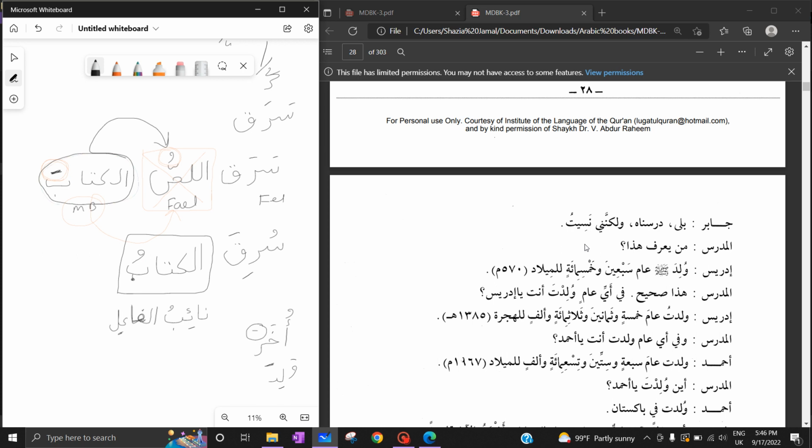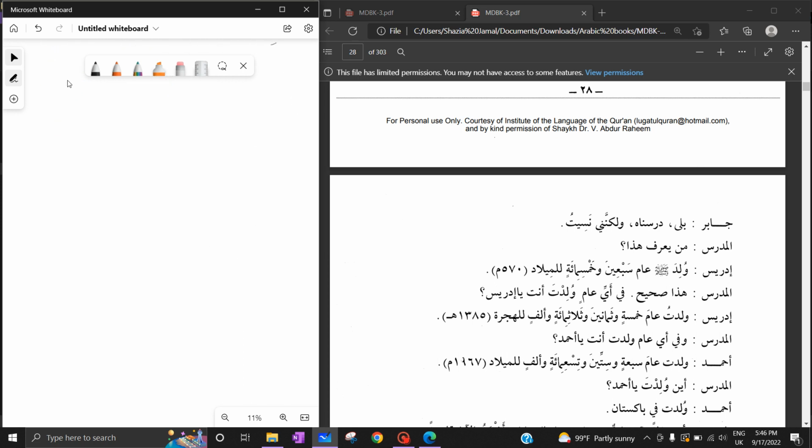I will repeat the rules for noon al-wiqaya here. What happens? Noon al-wiqaya comes here for protection. Why does it come here for protection? Because lakinna is built mabni on fatha. What happens when it is attached with a ya mutakallim?